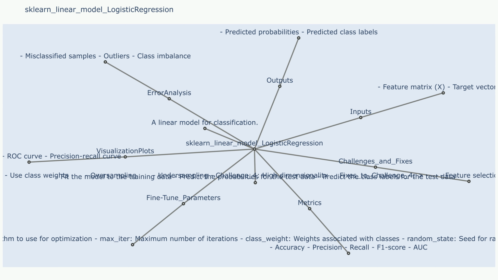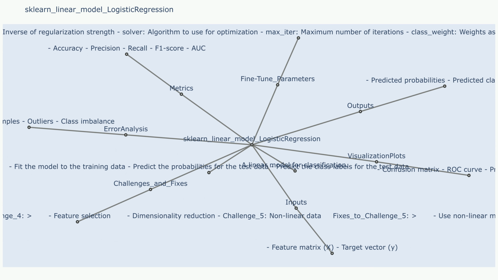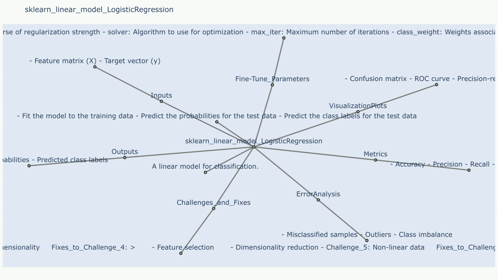data. Sample use case that resulted in Challenge 1: training a logistic regression model on a small dataset with many features may lead to overfitting, where the model learns the training data too well and fails to generalize to new data. Fixes to Challenge 1. Regularization: use L1 or L2 regularization to penalize large coefficients and prevent overfitting.